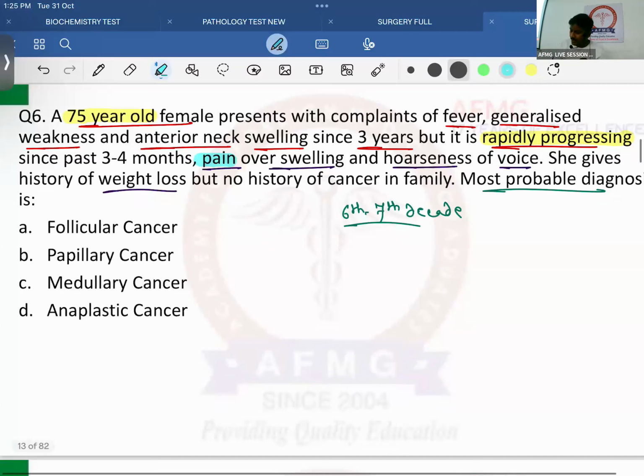Anaplastic thyroid cancer, beta. Does anaplastic thyroid cancer have the best prognosis or the worst prognosis among all? Worst prognosis among all the thyroid cancers, definitely. Okay? Is it a differentiated or undifferentiated cancer? Undifferentiated cancer.